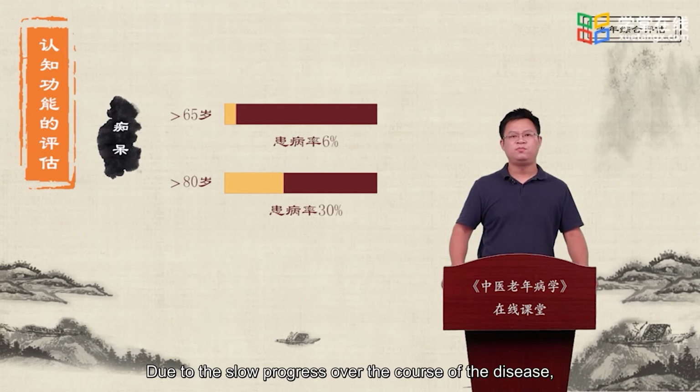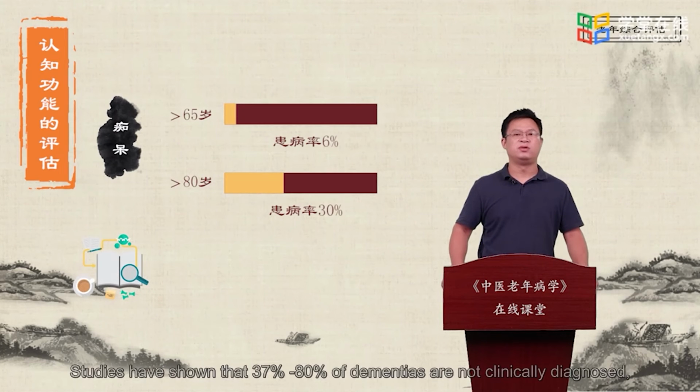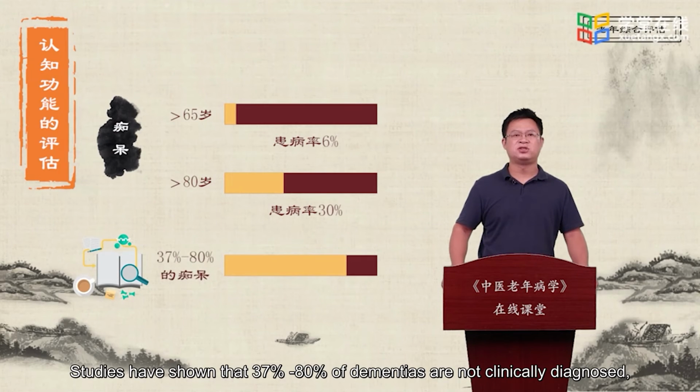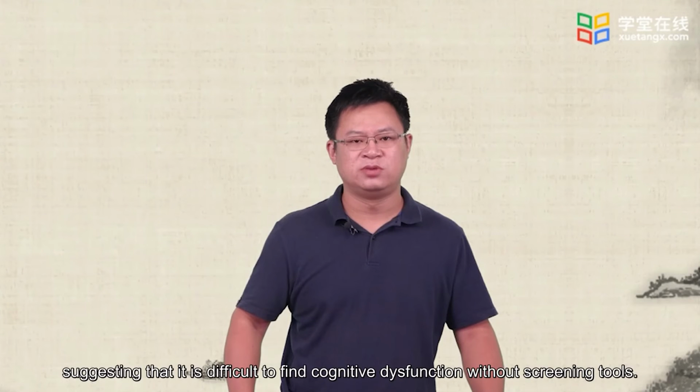Due to the slow progress over the course of the disease, simple medical history and location tests are not sufficient to confirm the diagnosis. Studies have shown that 37% to 80% of dementias are not clinically diagnosed, but they can be detected by screening tools, suggesting that it is difficult to find cognitive dysfunction without screening tools.